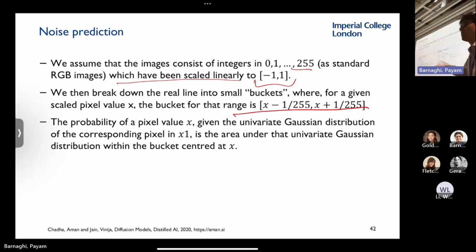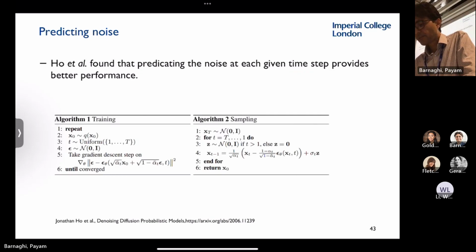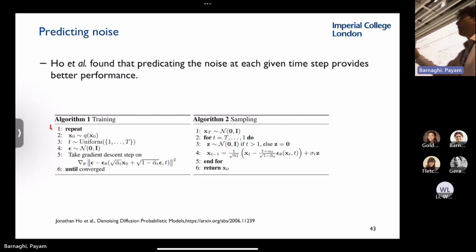By the way, if you have RGB, you do it across each channel. Again, in the training process, the forward process is just straightforward. You take your image and you apply Gaussian noise across multiple steps. You repeat it many times, and then use those images to calculate the loss.